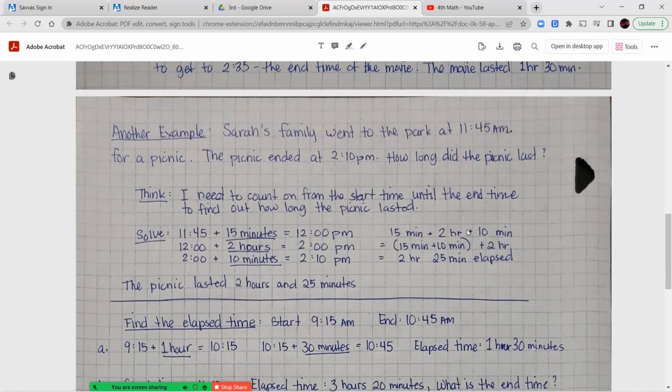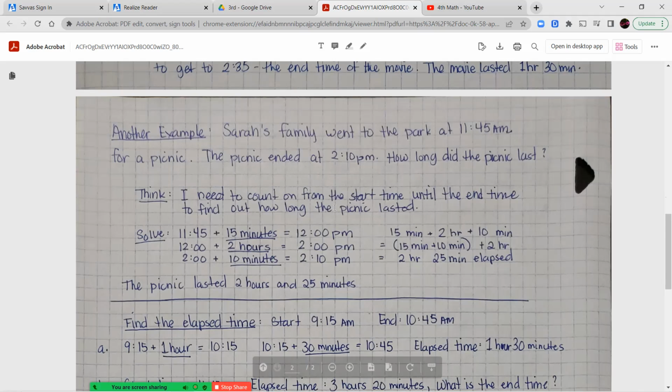For my next example, it says Sarah's family went to the park at 11:45 a.m. for a picnic. The picnic ended at 2:10 p.m. How long did the picnic last? So I want to stop and think. I need to count on from the start time until the end time to find out how long the picnic lasted. So I'm going to start adding in chunks.